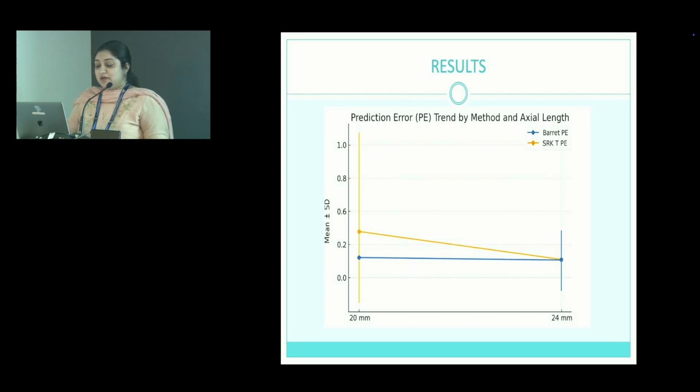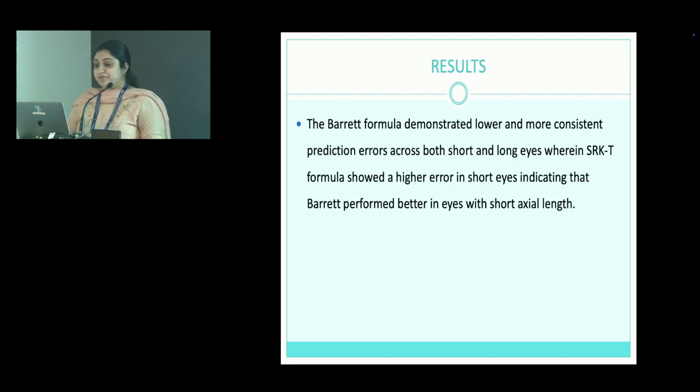This is the line diagram showing the trend of prediction error. The orange line indicates the SRKT formula and the blue line indicates the Barrett's formula. We can see that as axial length increases from 20 mm to 24 mm, the prediction error in the SRKT formula decreases, but in Barrett's there is no difference. So the Barrett formula demonstrated lower and more consistent prediction errors across both short and long eyes, wherein the SRKT formula showed a higher error in short eyes, indicating that Barrett performed better in eyes with short axial length.